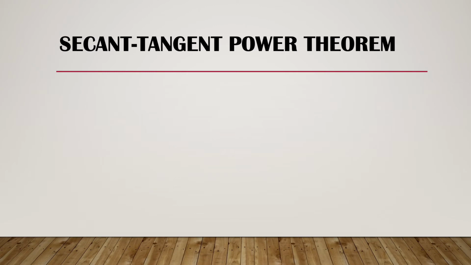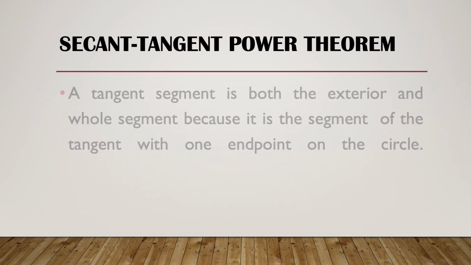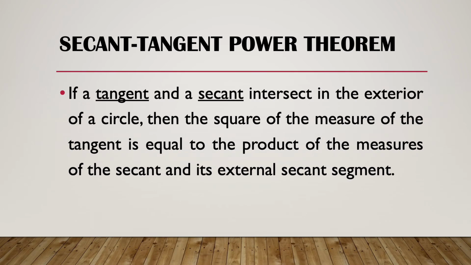Lastly, the secant-tangent power theorem. A tangent segment is both the exterior and whole segment because it is the segment of the tangent with one endpoint on the circle. If a tangent and a secant intersect in the exterior of a circle, then the square of the measure of the tangent is equal to the product of the measures of the secant and its external secant segment.